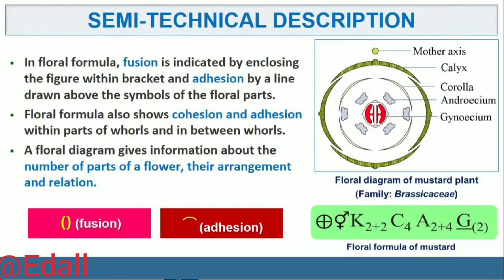the floral parts. A floral diagram provides information about the number of parts of a flower, their arrangement and the relation they have with one another. The position of the mother axis with respect to the flower is represented by a dot on the top of the floral diagram. Calyx, corolla, androecium and gynoecium are drawn in successive whorls, calyx being the outermost and the gynoecium being in the center. Floral formula also shows cohesion and adhesion within parts of whorls and between whorls.